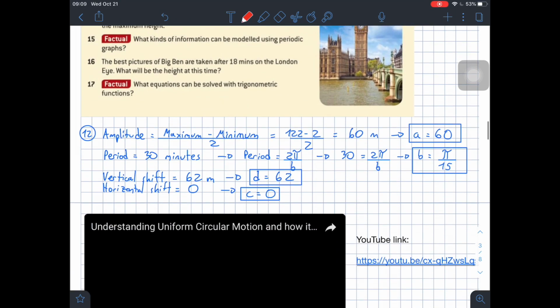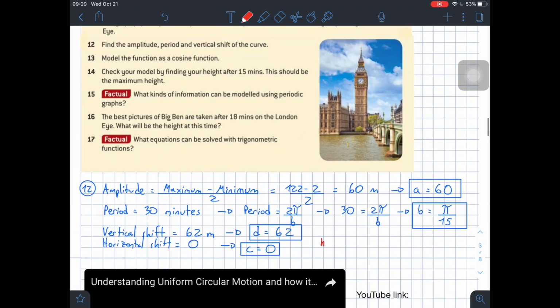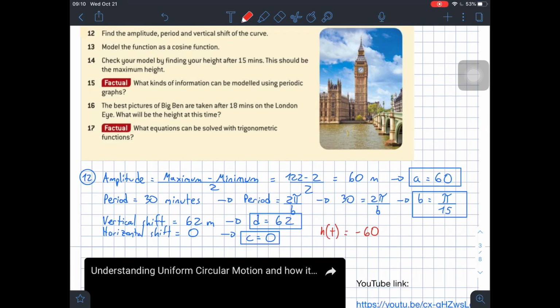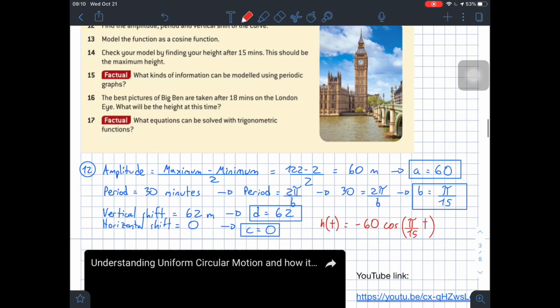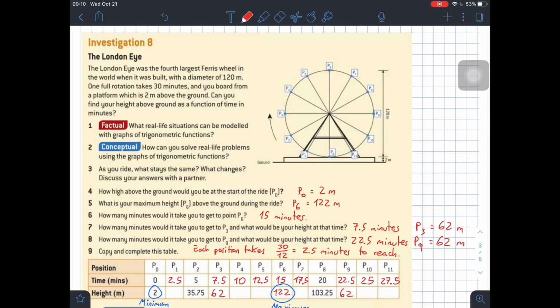So we could say that the function, the model, is h of t, right? Yes, height with respect to time, actually, is equal to negative 60 in order to make sure it starts at the minimum point, times cosine of b, which is pi over 15. There is no horizontal shift, so pi over 15 t, not x, t, because it's height with respect to time, plus 62. This is the model, or the function, sorry, that models the Ferris wheel described in this situation, okay?